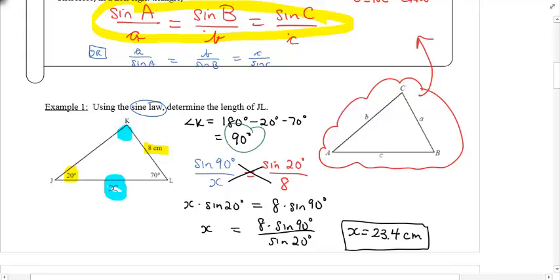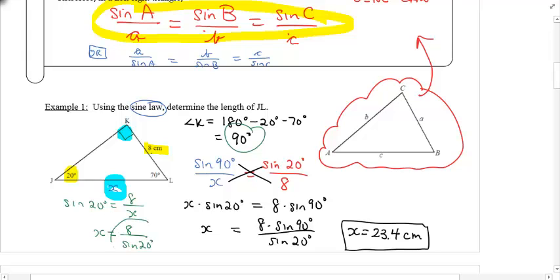So you're like, why did we even use sine law? And I'll say, you're right. You didn't actually need to. You could have just thought about this as the right angle. This is the opposite side and all that kind of stuff. So we could have done the following. Sine of 20 degrees equals the opposite, which is 8, over x, which is the hypotenuse. And you could just solve from here. X equals 8 divided by sine 20.